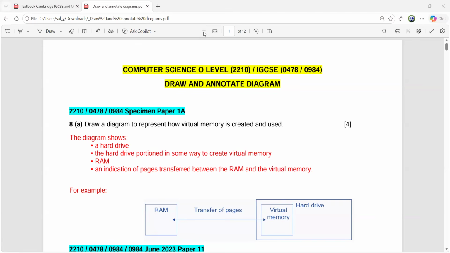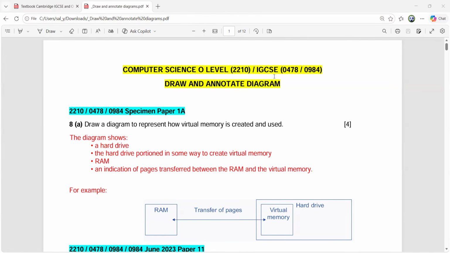Now, children, today we are here to discuss a very important topic of our computer science paper 1, that is draw and annotate a diagram. By the way, what I have tried to do here is include all the questions that have come till now, and along with that, what else can also come in the paper is also discussed. So this is going to be very helpful for you.